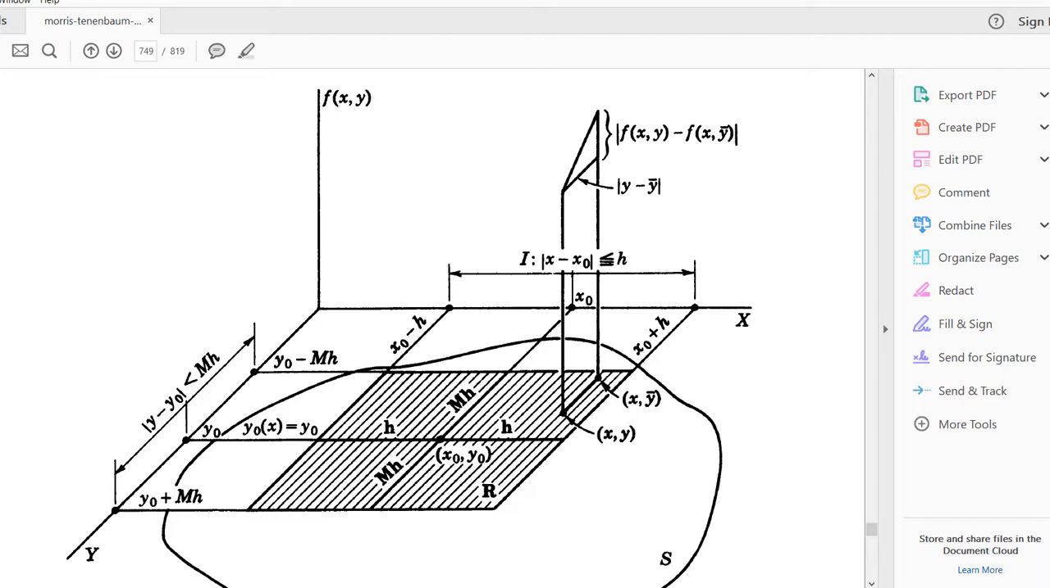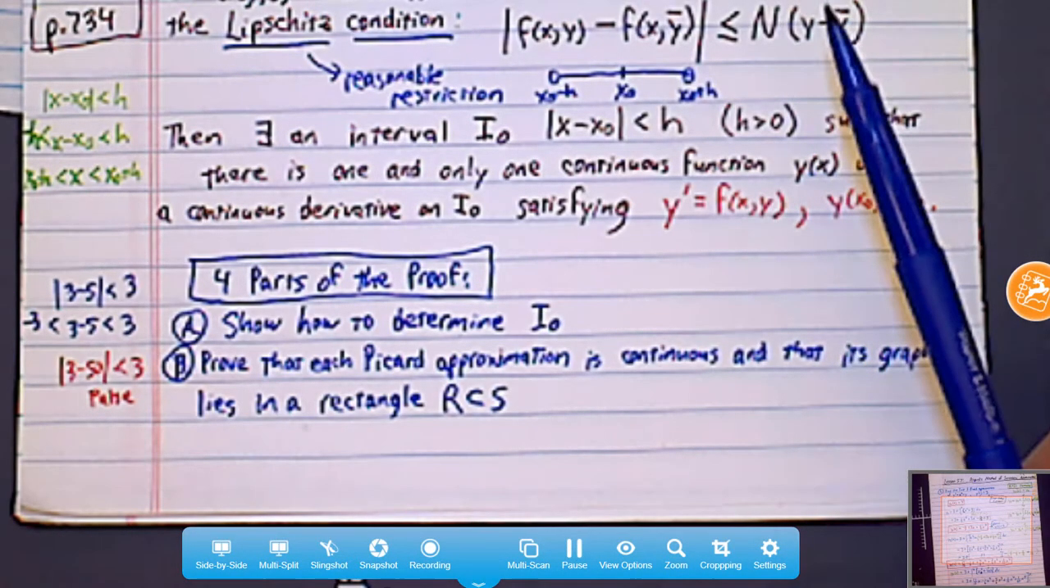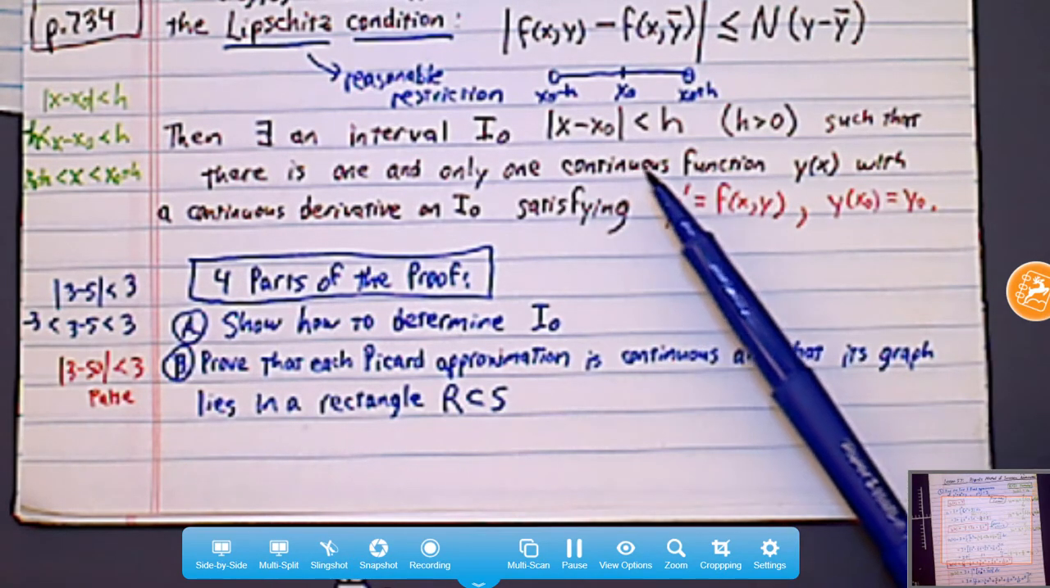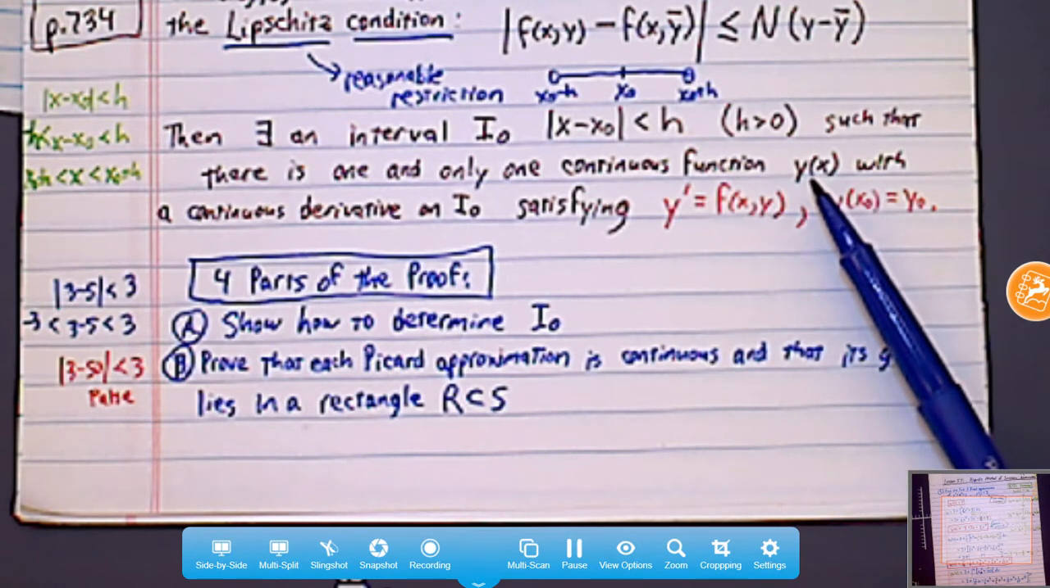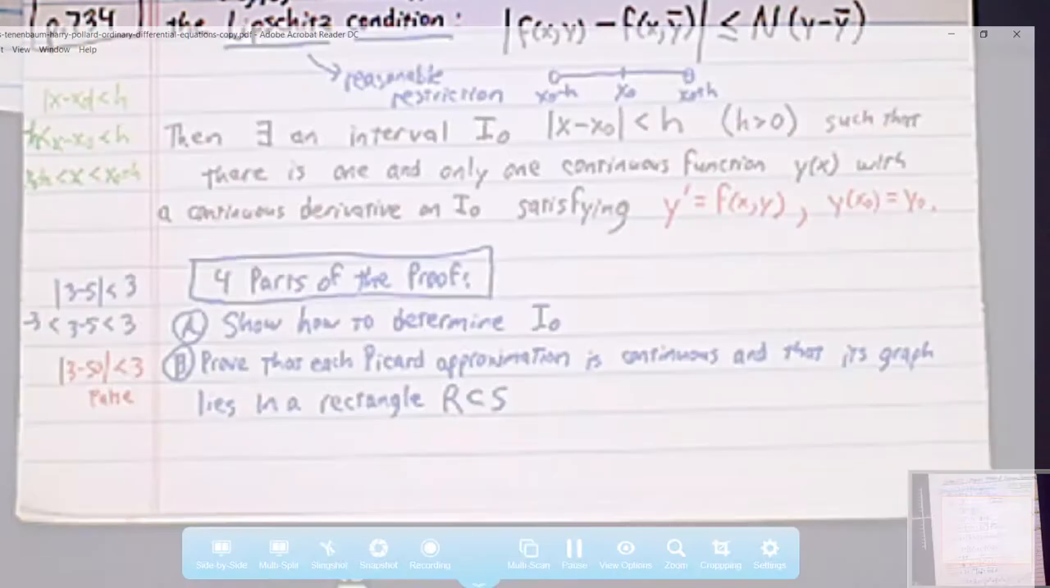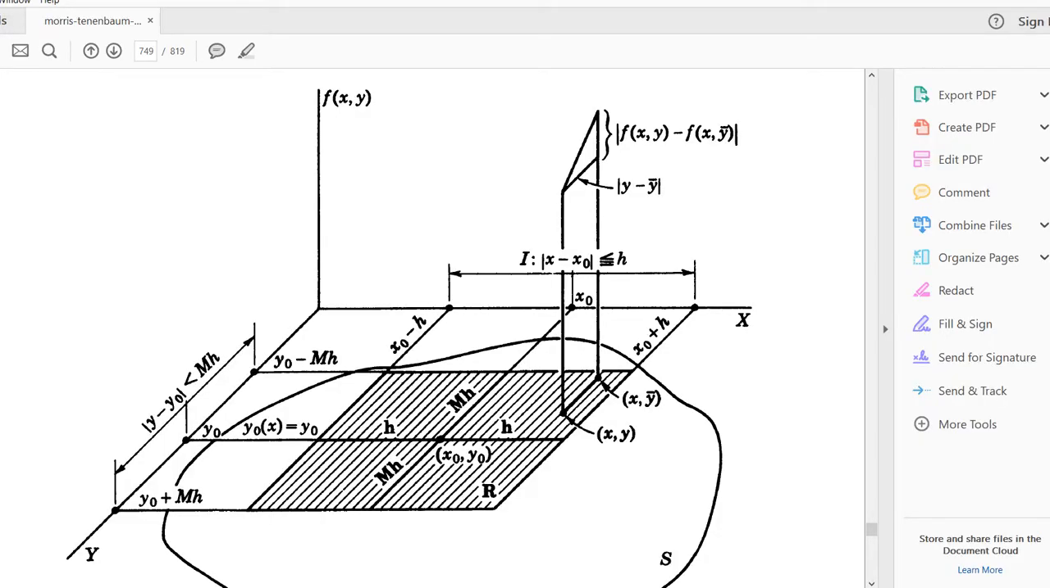So what we're going to do today, we want to show that there's a unique solution, right? Y of X. Here, let me go back to it. It says there is one and only one continuous function Y of X. This is what we're trying to prove. Where's it going to live? I'll show you how we're going to get it. We're going to start doing Picard approximations like we did last time. Each one of them is going to live in the rectangle, which lives in S. And then, here's how the proof works.